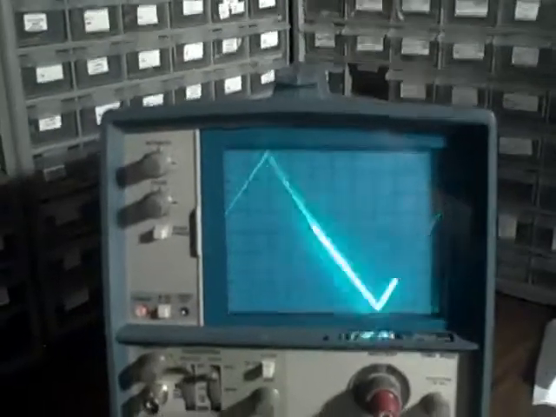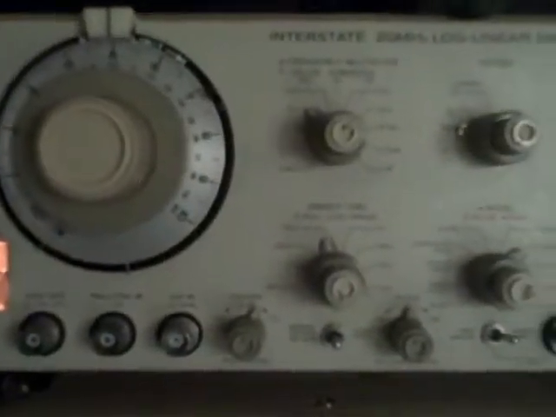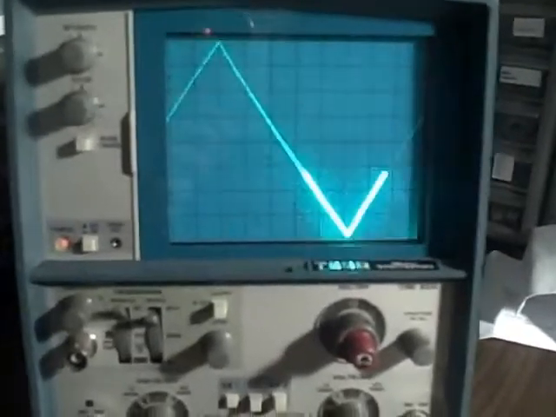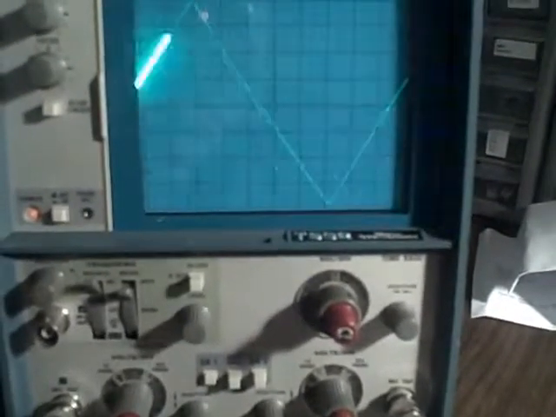Okay, we've got ourselves hooked up to a frequency generator here, and we are at the moment generating approximately 10 hertz and displaying it on the screen.